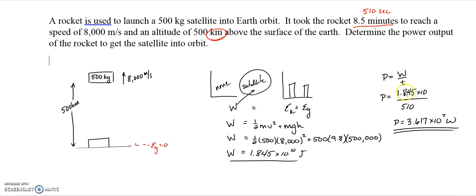So power equals work divided by time. We knew our work from over here. All right, we just take this value and it goes up in there. And then that's our time from down there. And crunch your numbers, do your math, and therefore you get the power output of that rocket during this time.